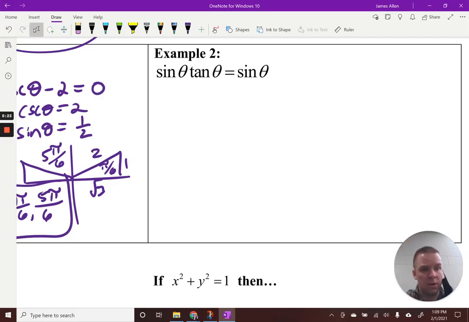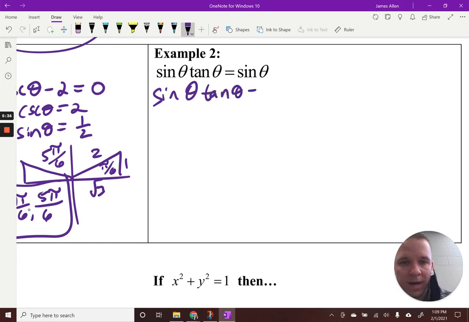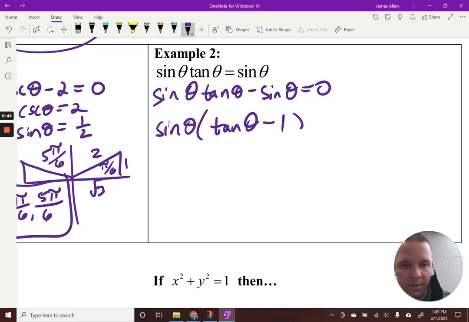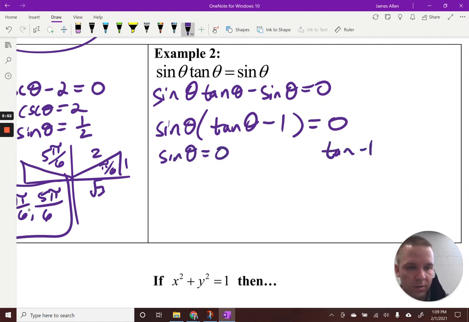So with this next one, once again, we're given this temptation to just divide by sine theta, which we don't want to do. We don't want to divide by sine of theta. We're going to set this equal to 0. So I'm going to have sine theta times tangent of theta minus sine of theta equals 0. And I'm going to factor out a GCF of sine of theta, which leaves me with tangent of theta minus 1. Cool. Now I can set each factor equal to 0. Sine of theta equals 0. Tangent of theta minus 1 equals 0.